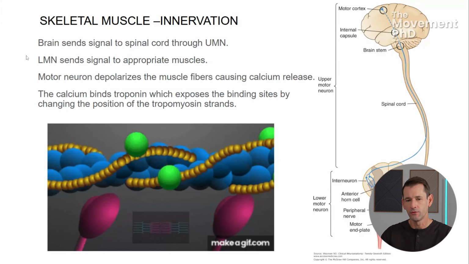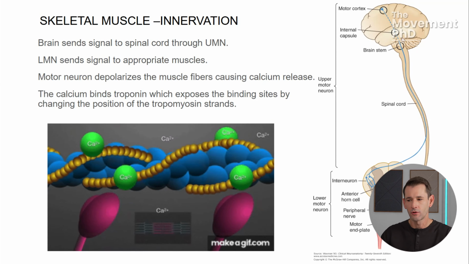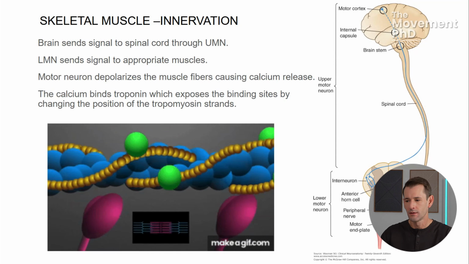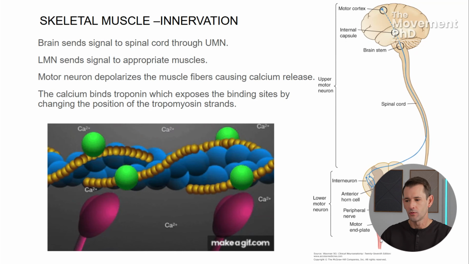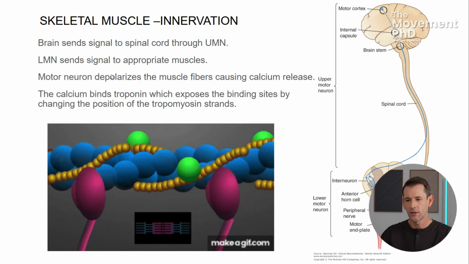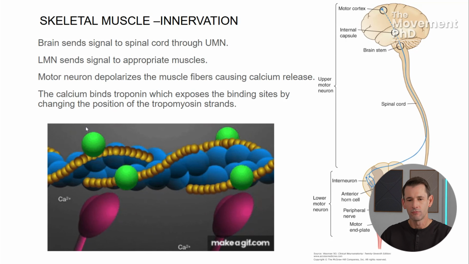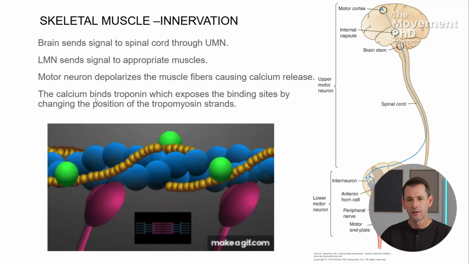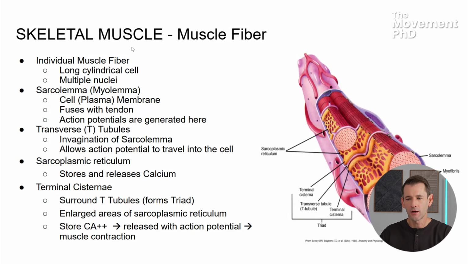So let's review that one more time. Primary motor cortex down to spinal cord through that upper motor neuron. Lower motor neuron from spinal cord to muscle itself to that motor end plate. That action potential releases calcium, which changes the structure of some proteins within the sarcomere itself and allows the muscle to contract.